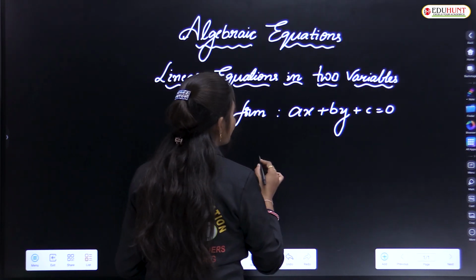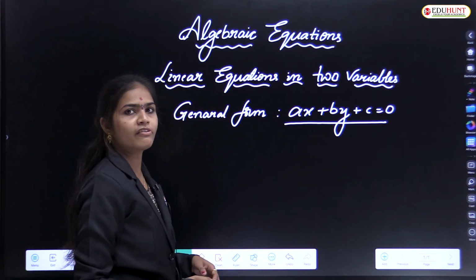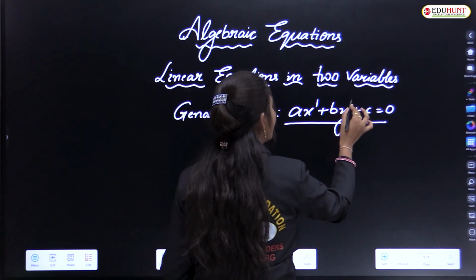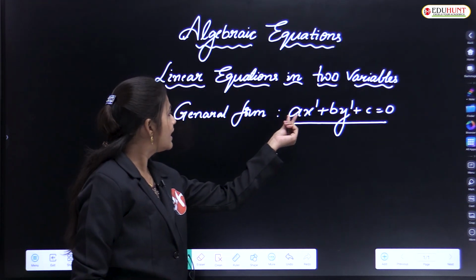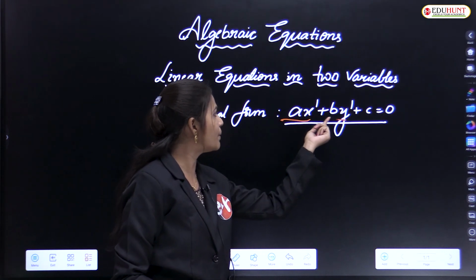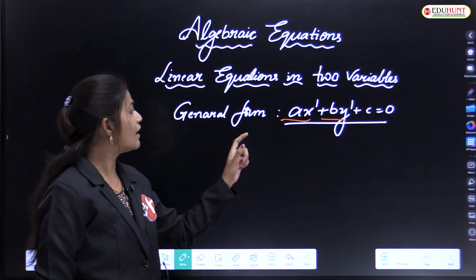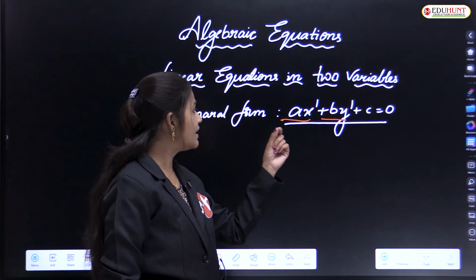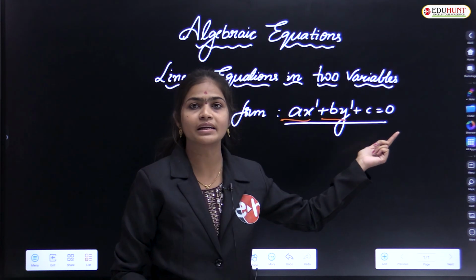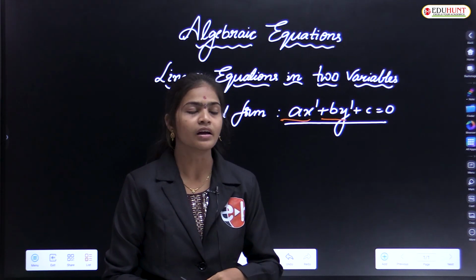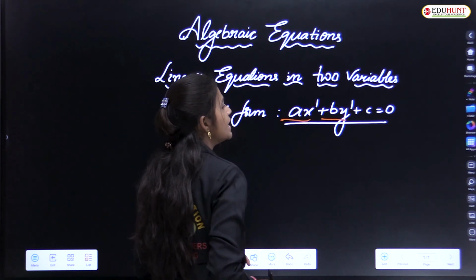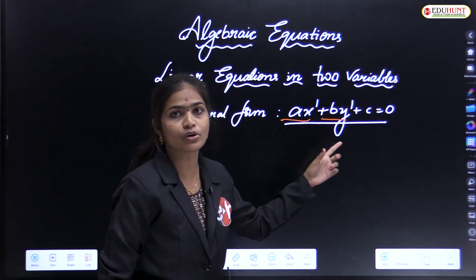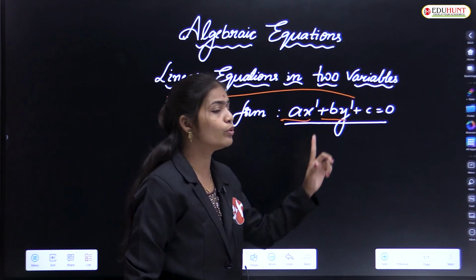Okay, so for example, in the equation ax plus by plus c is equal to 0, what is the power of x? That is 1, and the power of y is also 1. So here ax power 1 is one term, by power 1 is another term, right? The highest power of a term in the equation is called the degree of the given equation. So here the degree is equal to 1, that's why we call this a linear equation, and it has two variables, that's why we call it a linear equation in two variables.